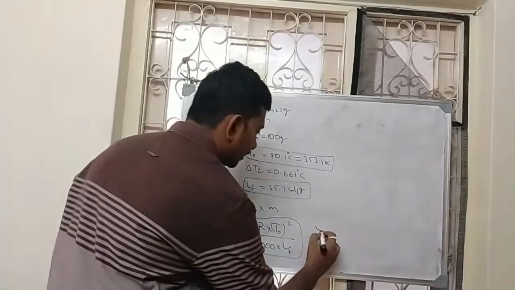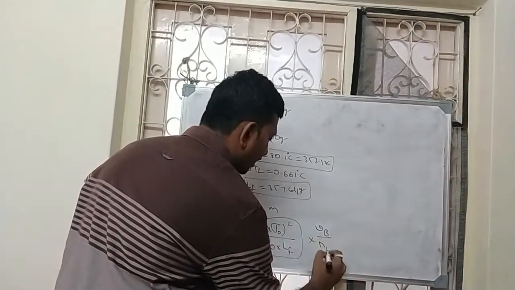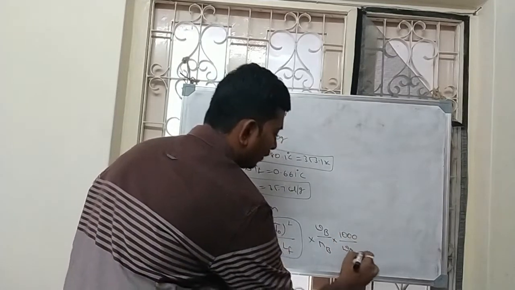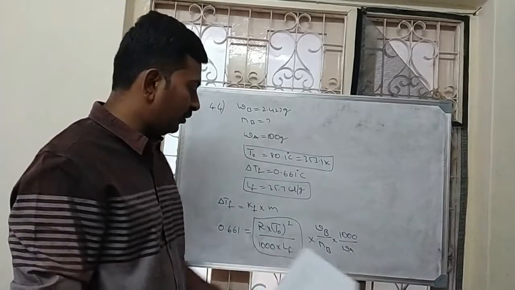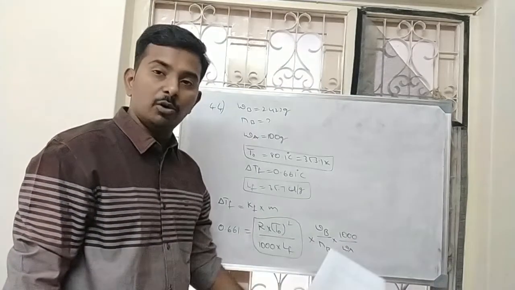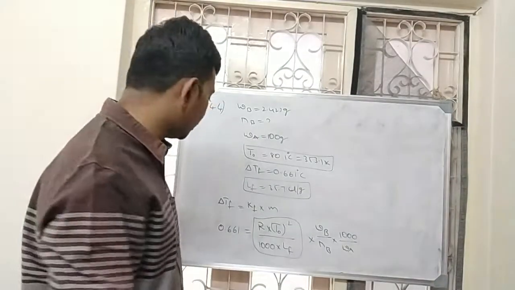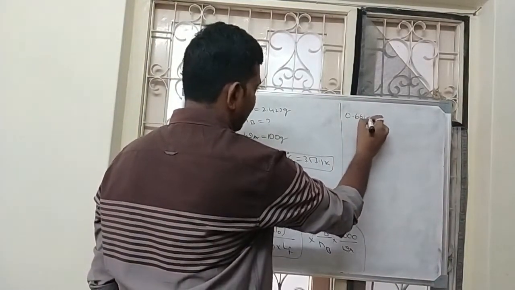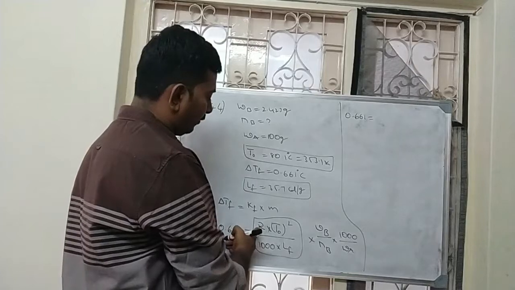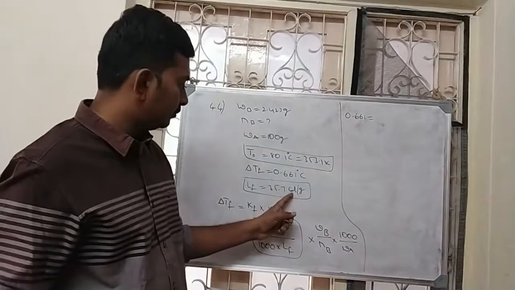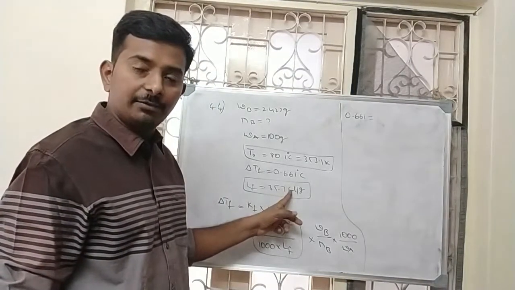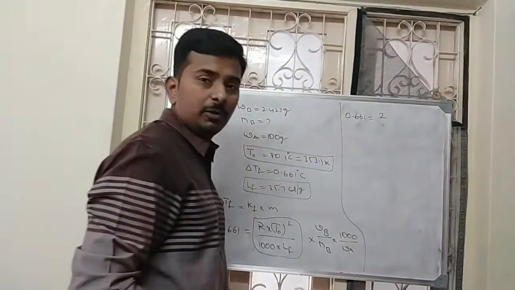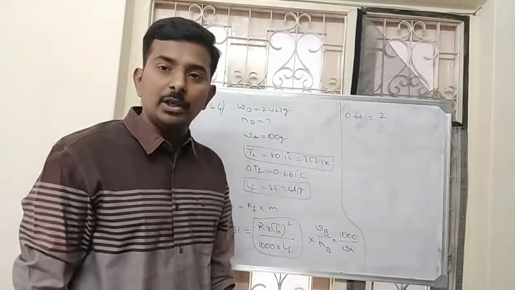So molality is mass of solute by molar mass of solute into 1000 by mass of solvent. We know all these values. So substituting, we can calculate the molar mass of sulfur here. So substitute the values. 0.661 is equal to the value of R. Latent heat of fusion is given in calories, so we will be taking the value of R as 1.987. We can take it as 2.